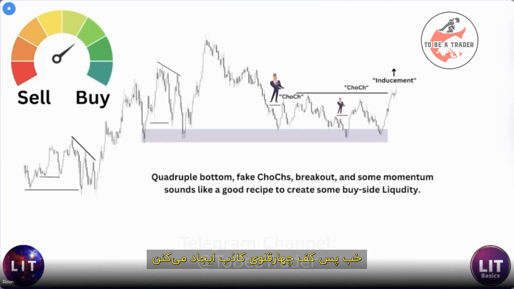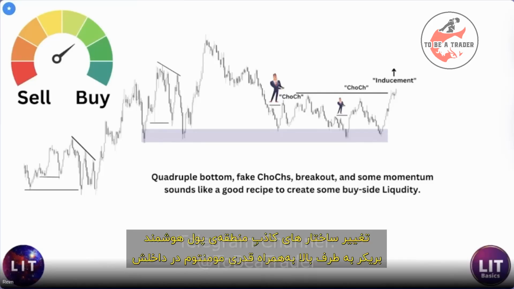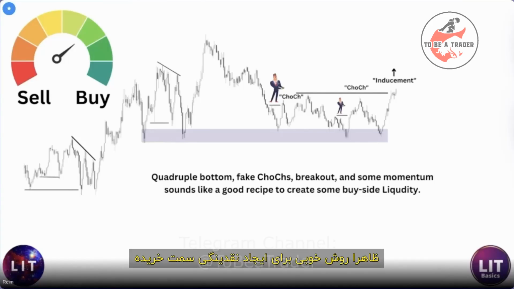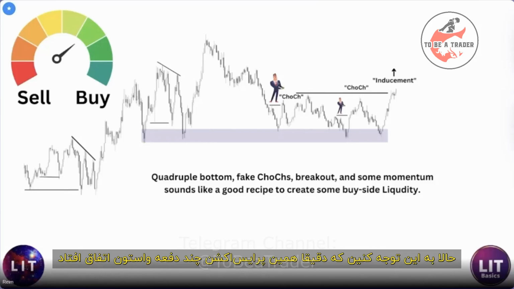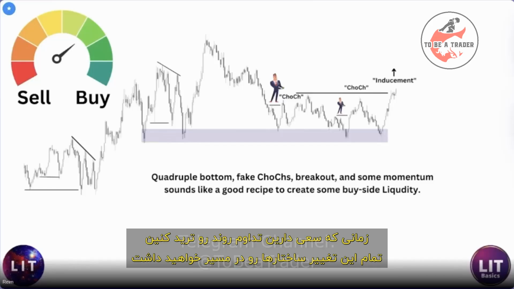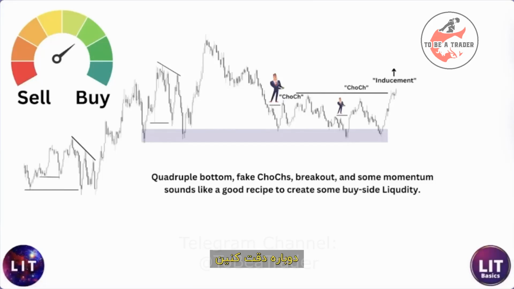So they're faking obviously the quadruple bottom, fake kochs of the smart money zone, breaker to the high side, and some momentum into it. Sounds like a good recipe to create buy side liquidity. And again, now think about how many times this exact price action happened to you when you tried to trade the continuation. You have all these kochs in the place, right? Again, just think about it.